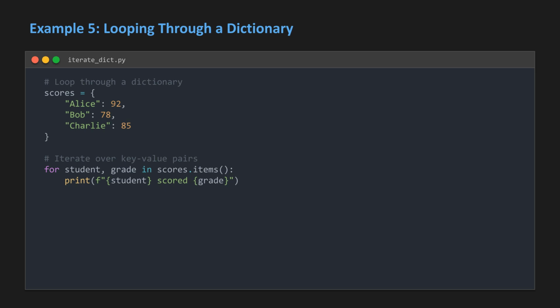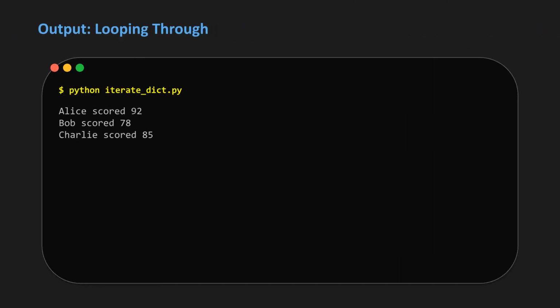To loop through a dictionary and access both keys and values, use the .items method in a for loop. This unpacks each key-value pair into separate loop variables, here named student and grade. The output demonstrates looping through the dictionary, printing the key, student name, and the value score for each item.